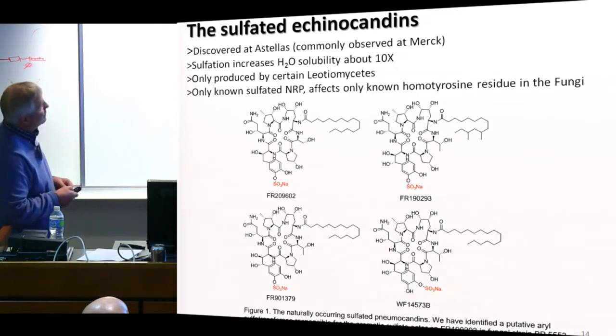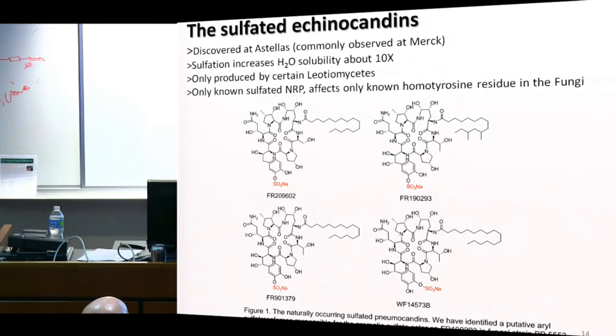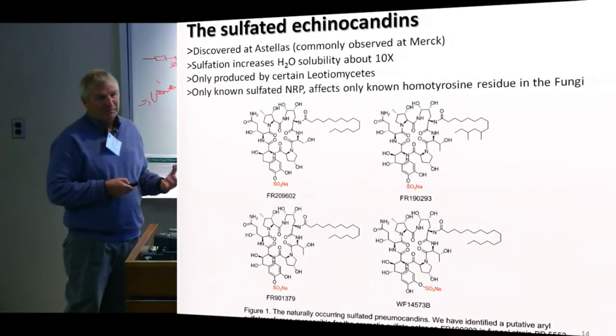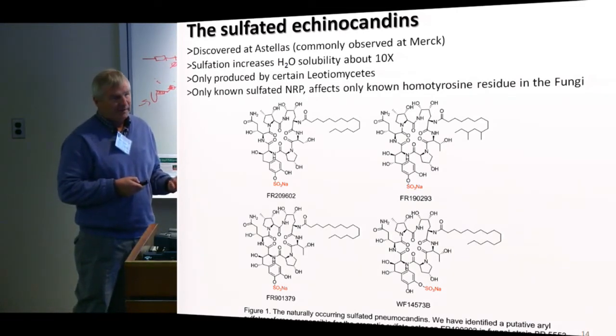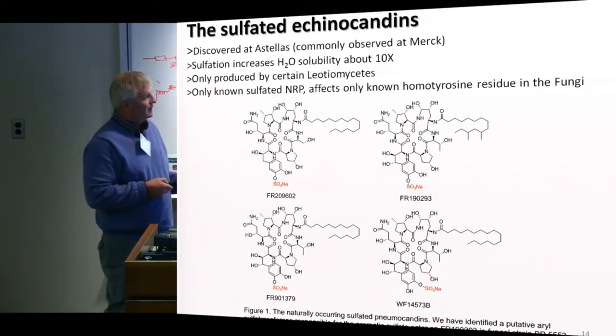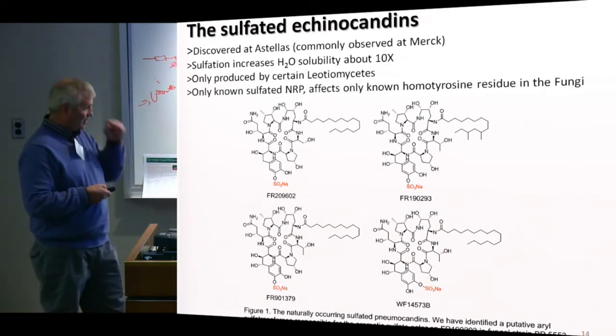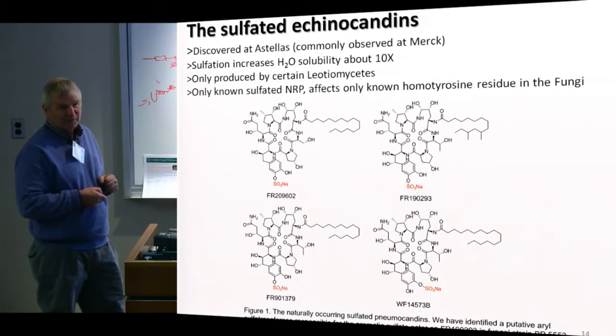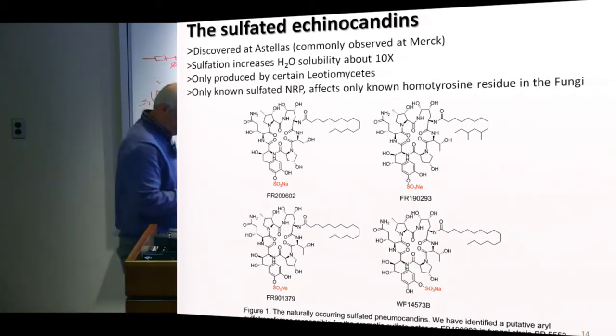All right. The other thing I want to point out is that these are only made by some of the echinocandin producing fungi, in this group of fungi we call the Leotiomycetes. They're restricted, so far as we know, they're only found there. The other thing that's interesting about this is that sulfated natural products are rare to begin with, and in fungi, they're really rare. I can think of some sulfated terpenes, but this is the only example that I know of a non-ribosomal peptide that's sulfated. Okay, at least in the fungi.